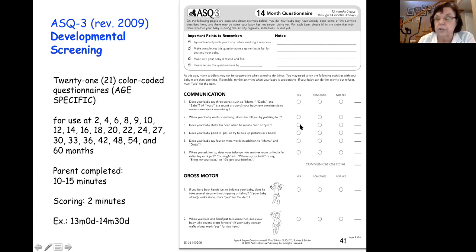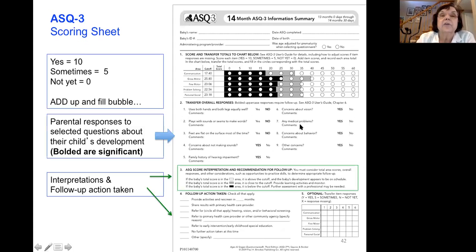It's got the communication, gross motor, etc. Every yes gets 10 points, every sometimes gets 5, and not yet gets a 0. And those are added up for communication, gross motor, fine motor, problem solving, personal, social. And they have age-specific cutoffs. And what I love about this is that if it's in the white zone, that means they're okay. As they say here, their development appears to be on schedule.